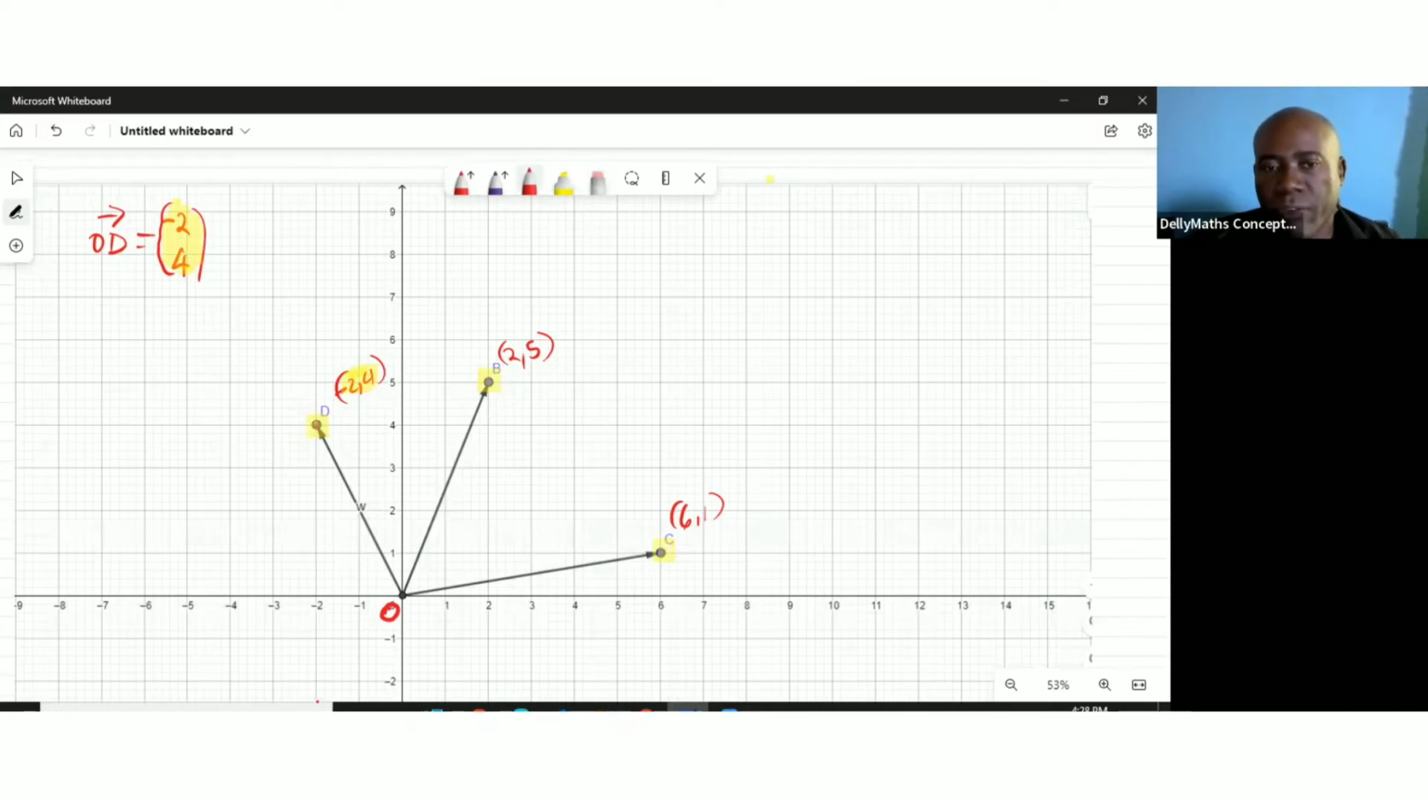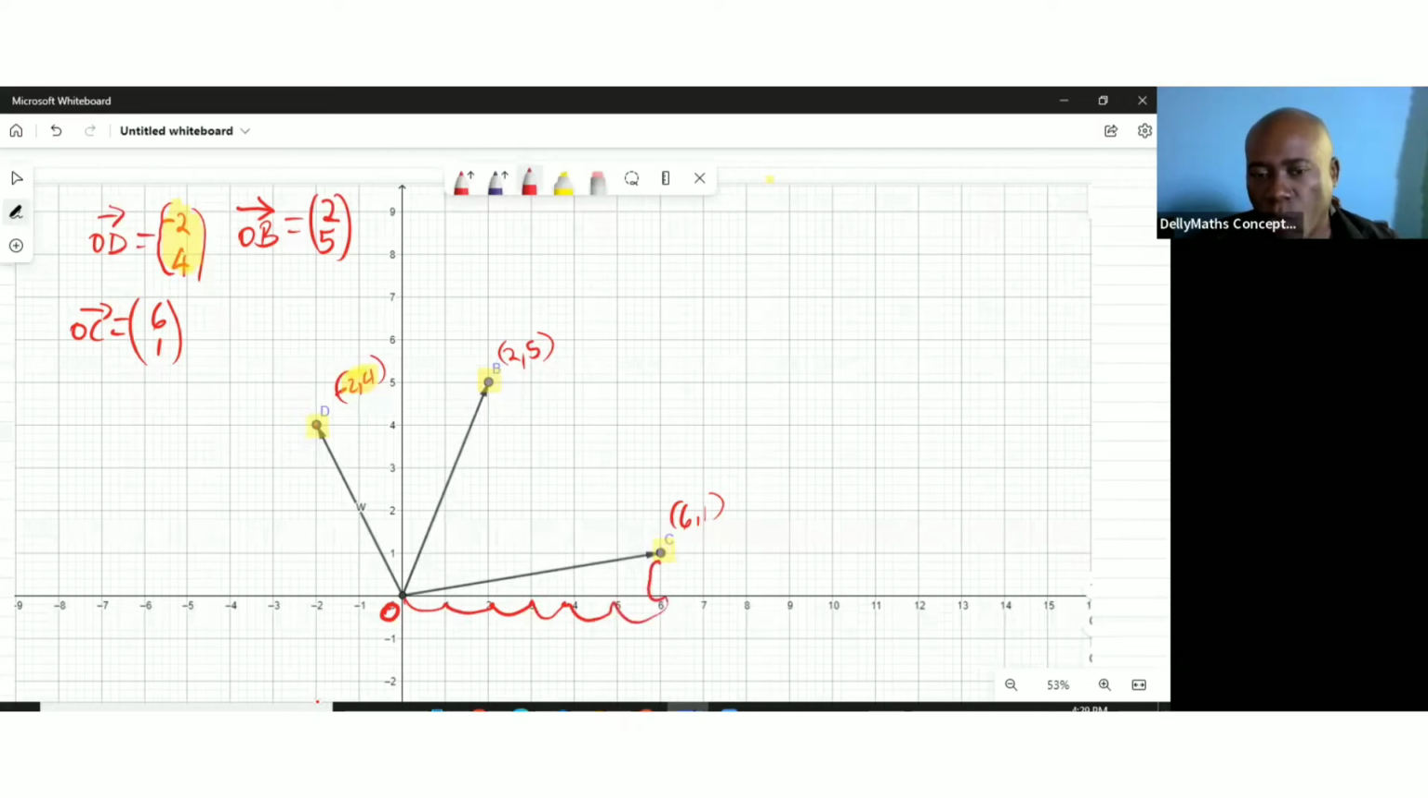So the position vector OB, let me write my arrow a little better, would be (2, 5), coming from the coordinate of the point B. The position vector OC is (6, 1), coming from the point C. If you want to double check, 1, 2, 3, 4, 5, 6 places to the right and 1 up. Hence, +6, +1. So we have our position vectors.